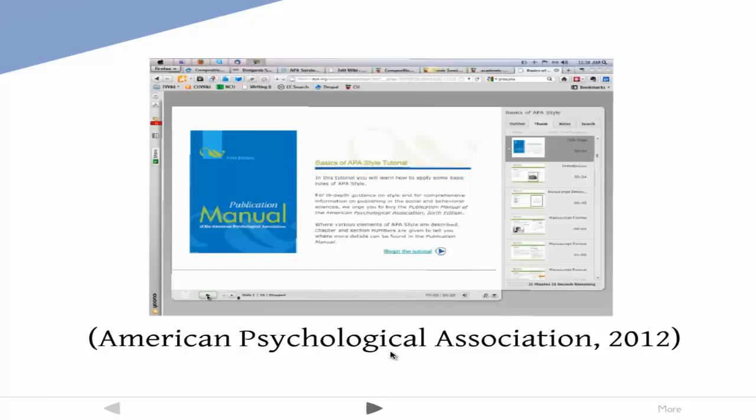So this is a very good resource that I would recommend to anyone who's interested in learning more about APA, and it's a place that you can refer to as you go through the writing process and you learn more about the formatting.